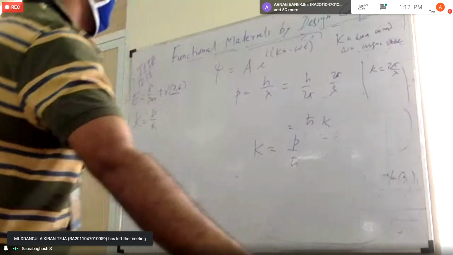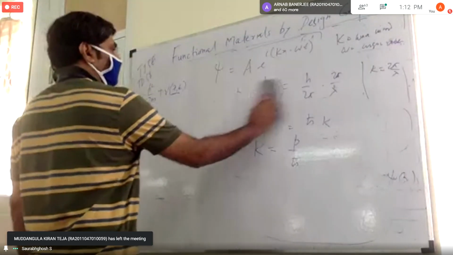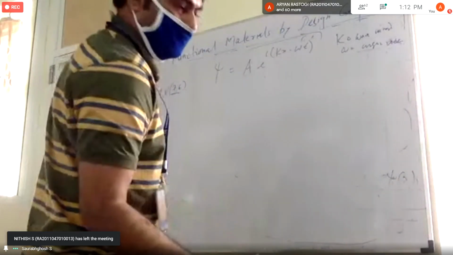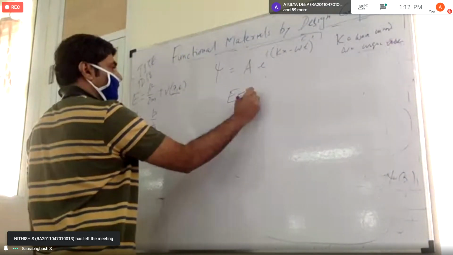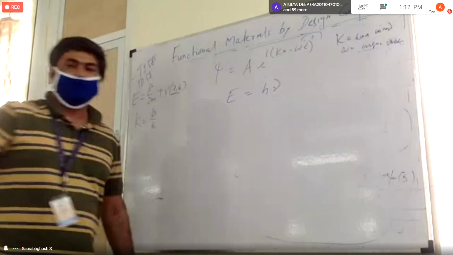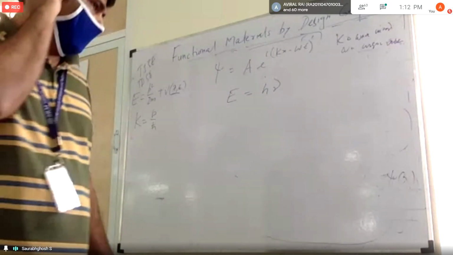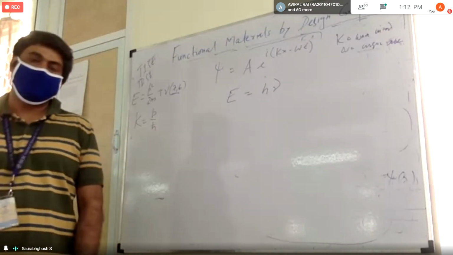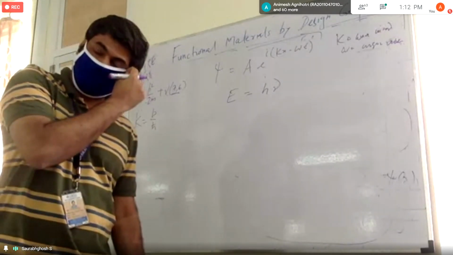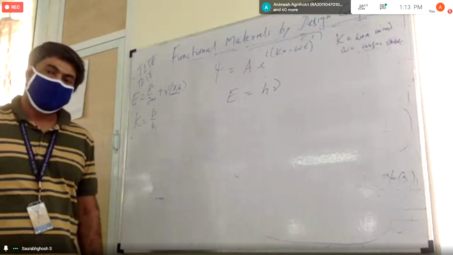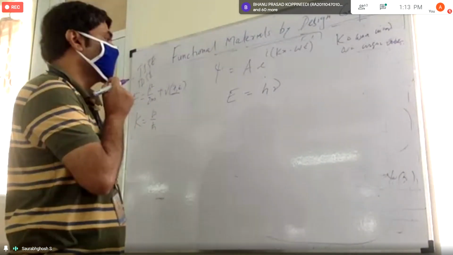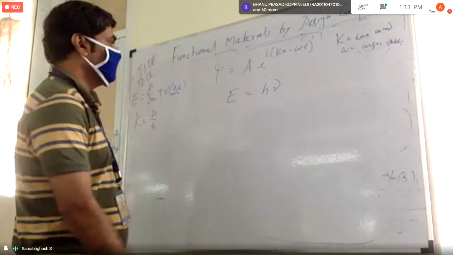Now we know, from the foundation of quantum mechanics, that E is equal to h nu. From Planck's black body radiation, and also from Einstein's photoelectric equation, you already know that E is equal to h nu, where nu is the frequency and h is the Planck constant.